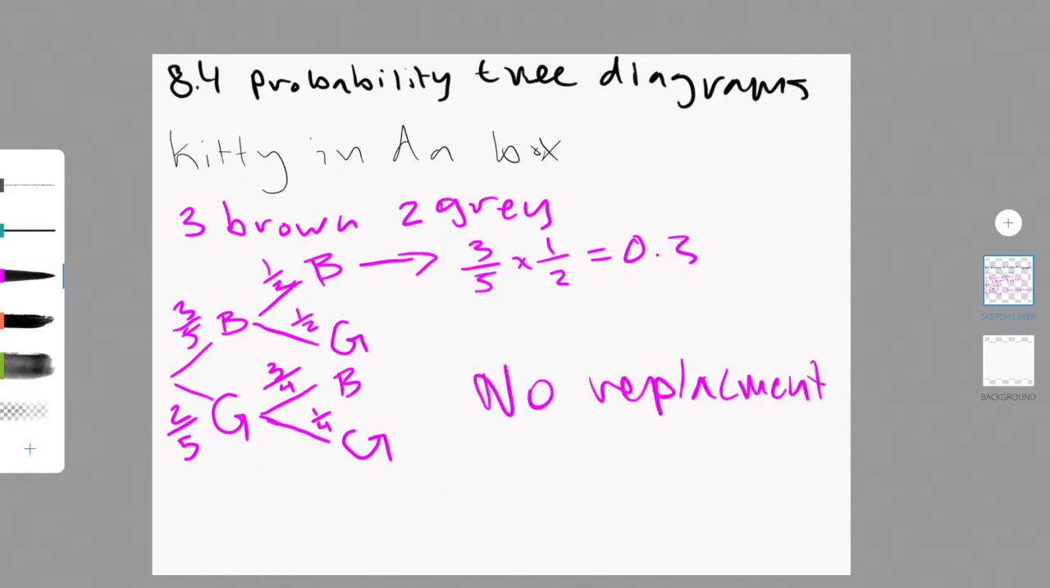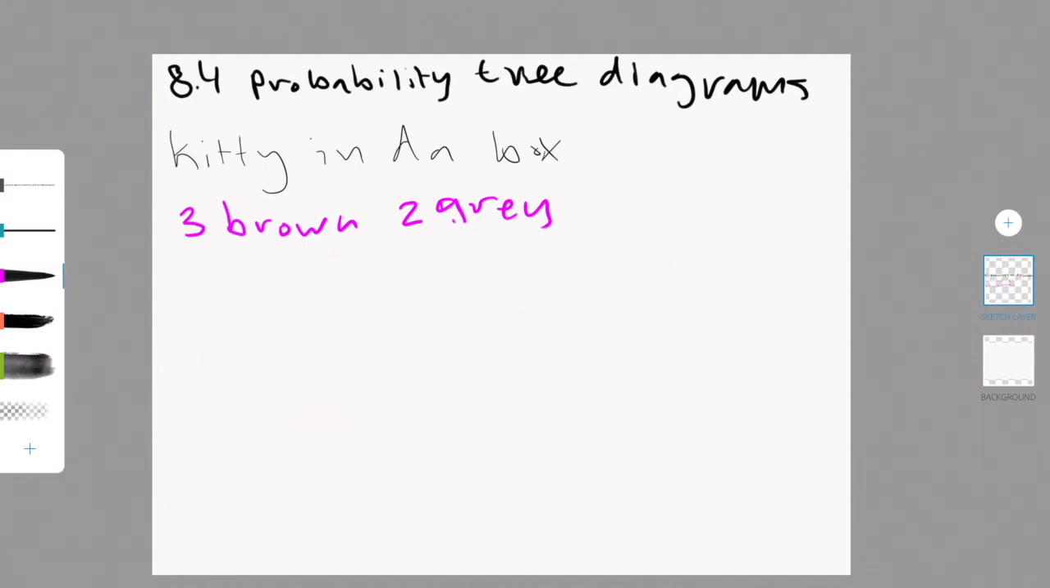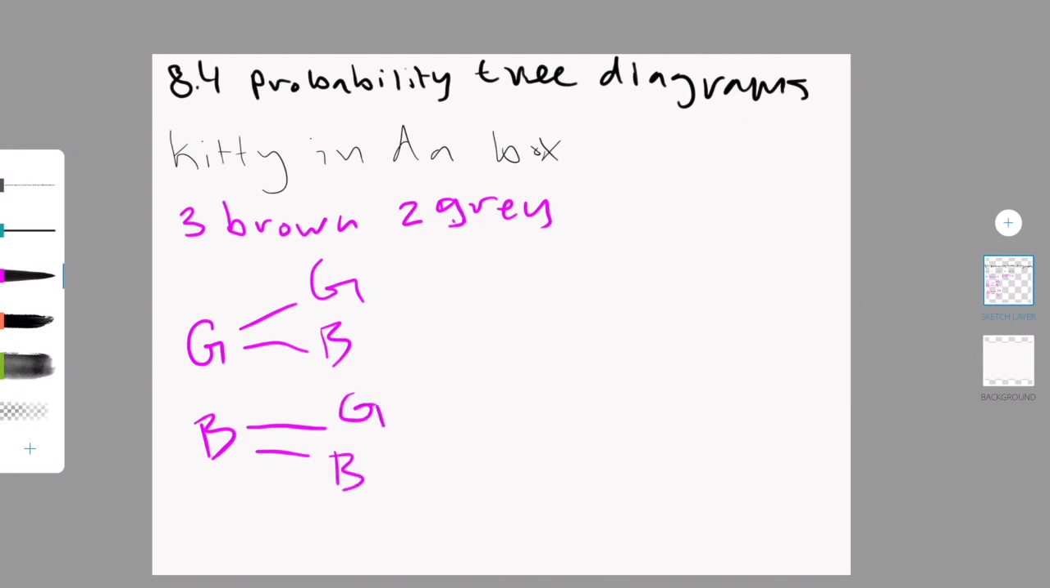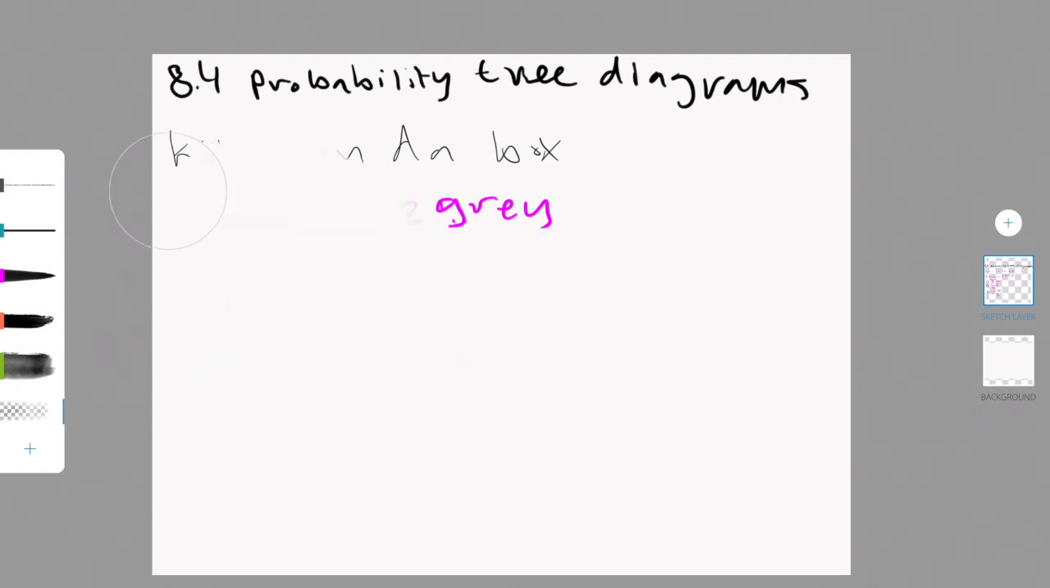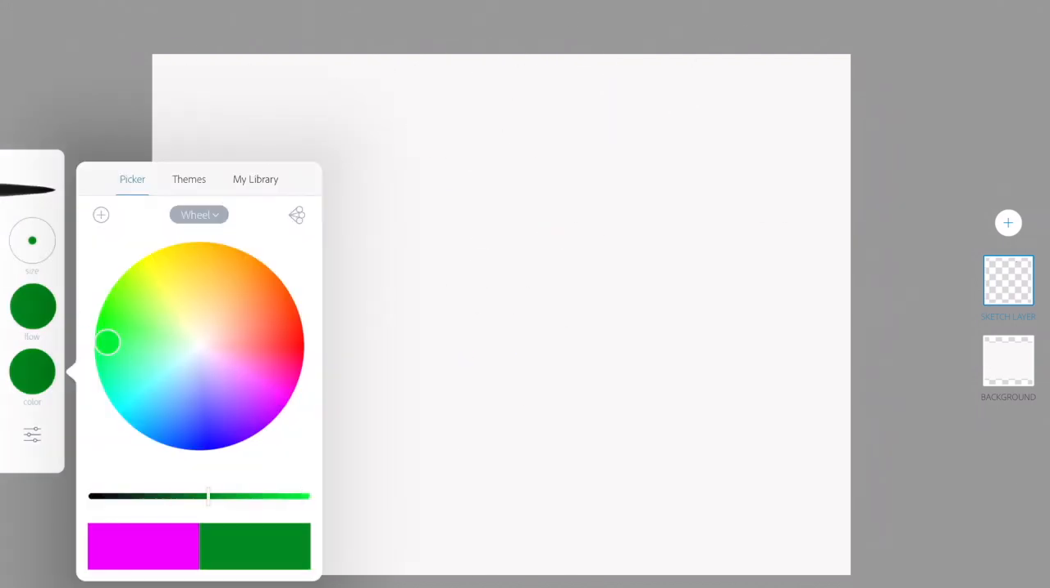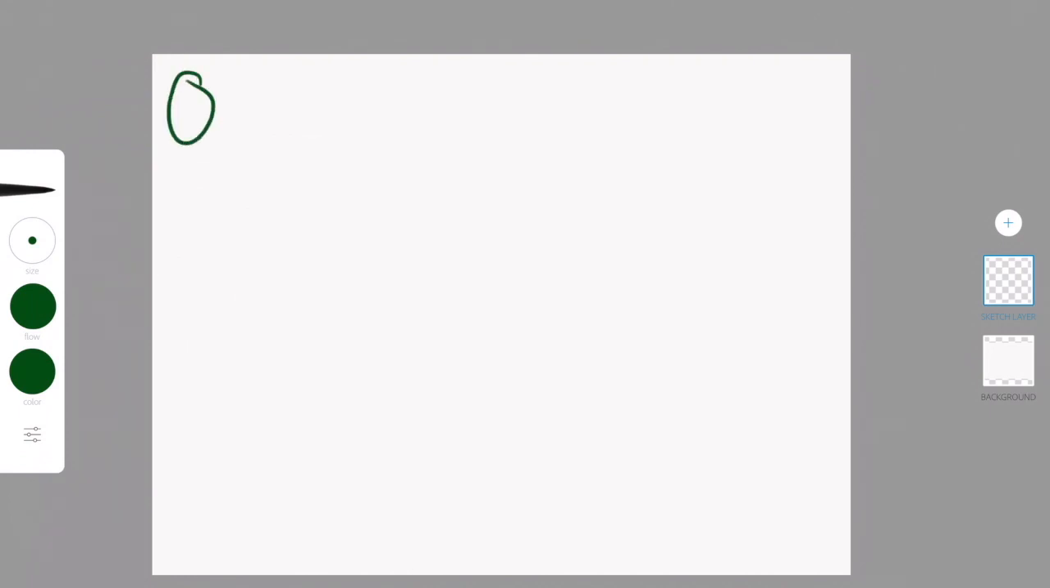Now, if you wanted to do this with the repeated events with replacements, each time you would put the cat back into the box. So that would mean you would have the same probability each round. So then if you wanted to find brown, brown, then you would do 3 divided by 5 times 3/5 again, and it would be like that. And that was it for 8.4.